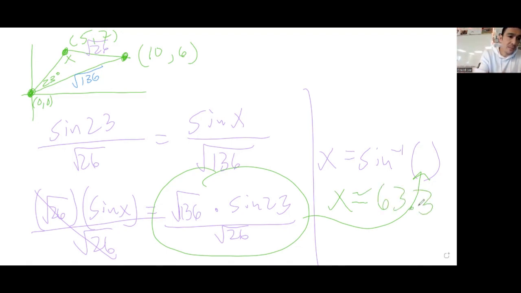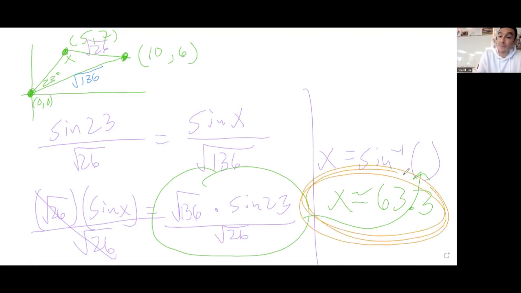63.3 degrees. Let me just box this in before you guys leave. And let's actually make sure we believe this. X is about 63.3. Do I believe that? Yes, I do, because 63.3 is bigger than 23, and its side, this, is bigger than the other side, that. So I believe this just logically by comparing. I totally believe this. So this example should wrap up 9.2, law of sines.